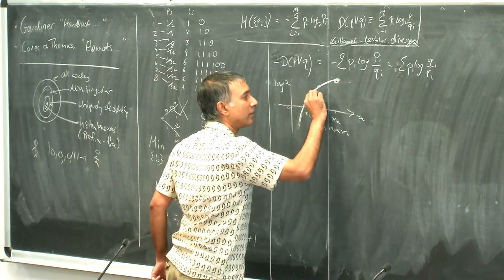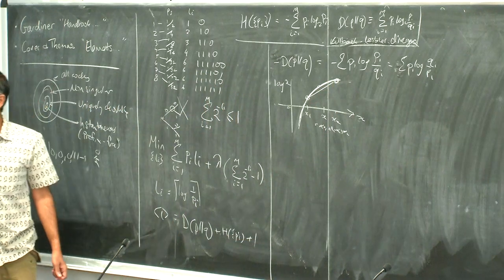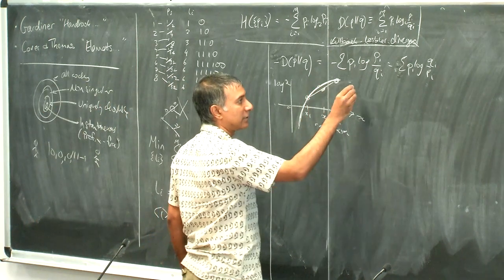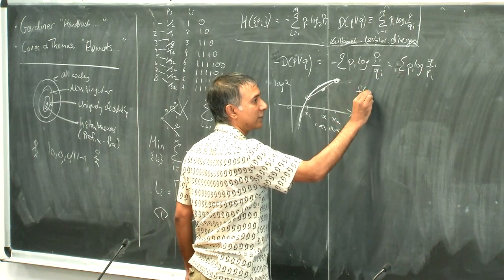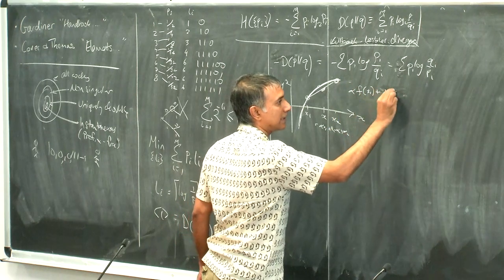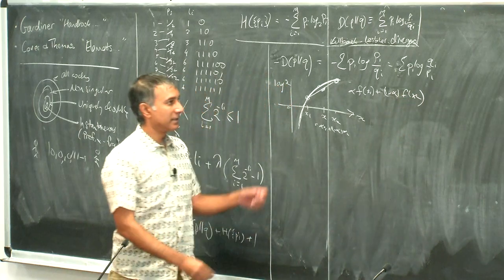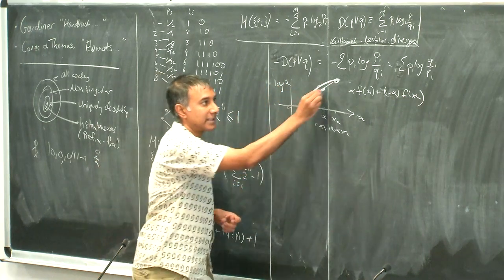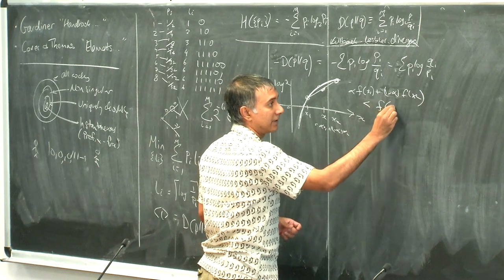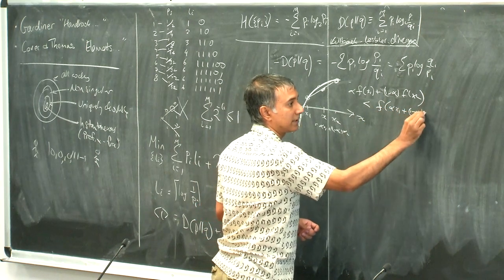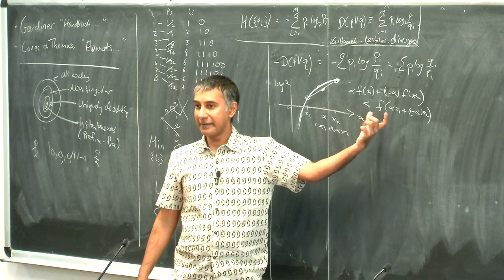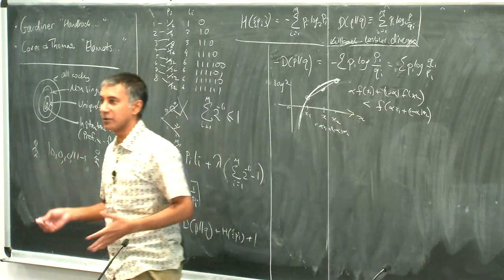The line that joins these two always lies below the actual value of the function. Right? So in other words, alpha f of x1 plus 1 minus alpha f of x2, so alpha of this plus 1 minus alpha of that, which is this point, will always be less than f of alpha x1 plus 1 minus alpha x2. So the average of the function will always be less than the function evaluated at the average of the two x values. This is just the definition of a convex function.